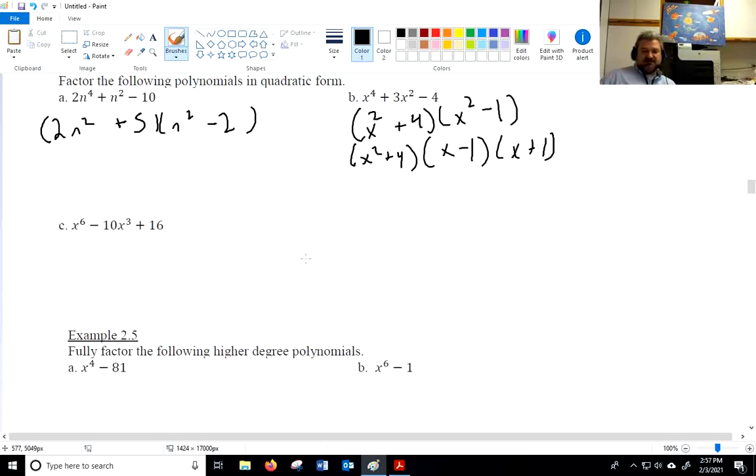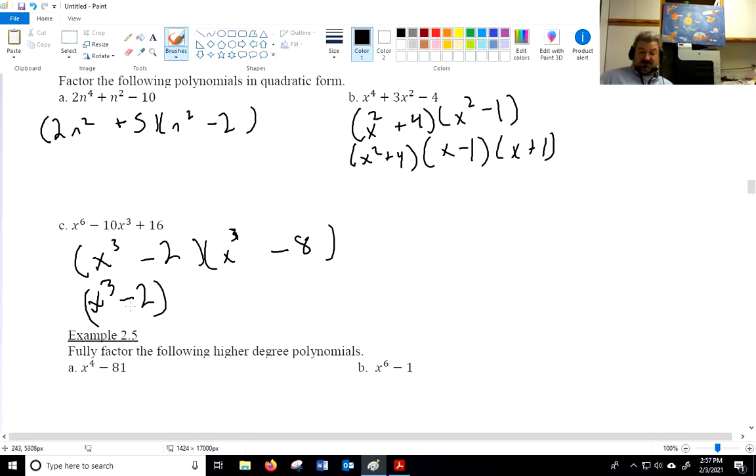All right, let's take a look at the last one. x to the 6th minus 10x cubed plus 16. I can factor that as x cubed and x cubed. And let's see here, we're probably going to do minus 8 and minus 2. This one here, we're just going to call factored because 2 is not a perfect cube. But this next one is. We can do x plus 2 times x squared minus 2x plus 4.